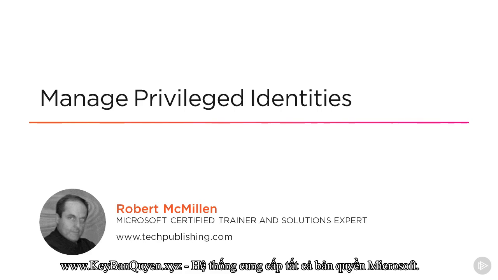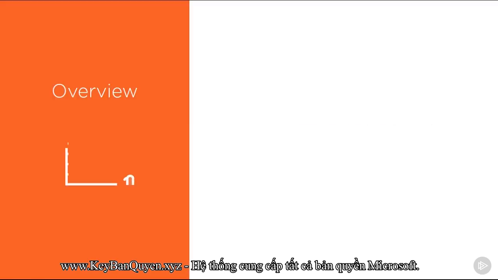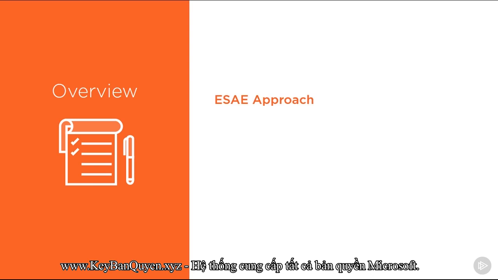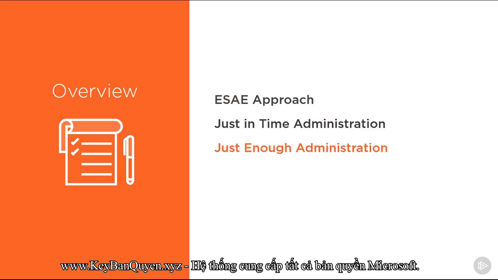In this module, we're going to discuss Manage Privileged Identities. Managed privileged identities includes several different things. Rather than installing a role or a feature, the ESAE approach is more of a way of doing security in a better, more secure manner. Then we're going to talk about just-in-time administration and just-enough administration.